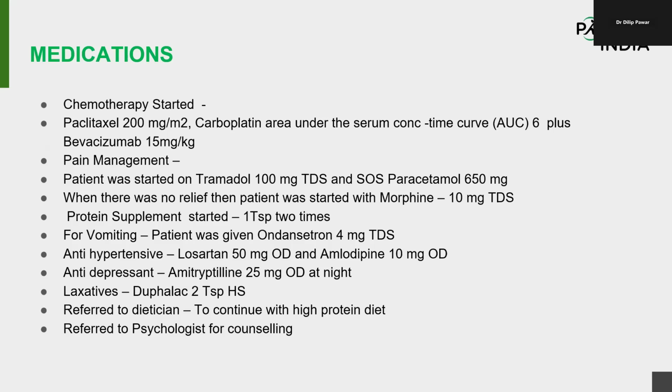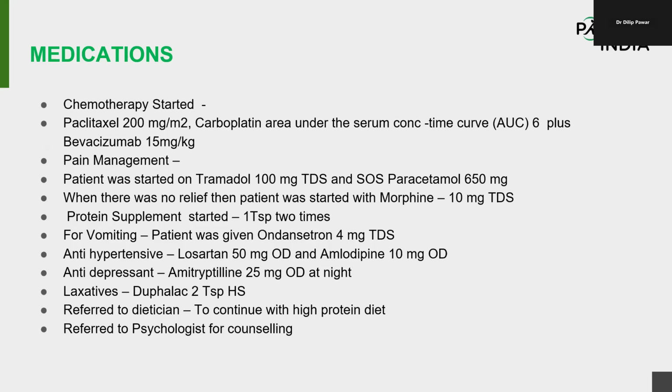For pain management, he was started on tramadol 100 milligram 3 times a day as well as paracetamol 650. When there was no relief, the patient was started on morphine 10 milligram 3 times a day. The protein supplement was started because of his erratic lifestyle, and we were supported by an organization that was providing free protein supplement. For vomiting, ondansetron 4 milligram was given 3 times. He continued with the antihypertensive treatment with losartan 50 milligram once a day and amlodipine 10 milligram once a day.